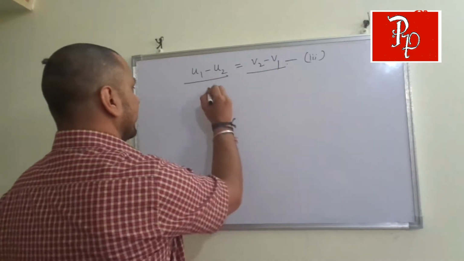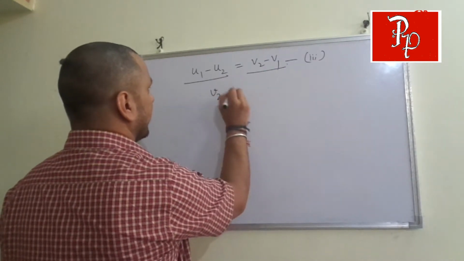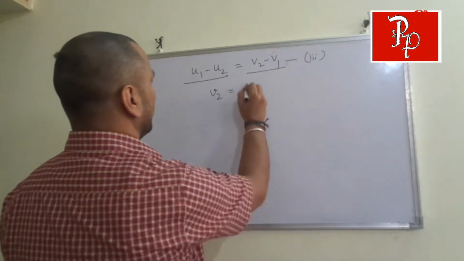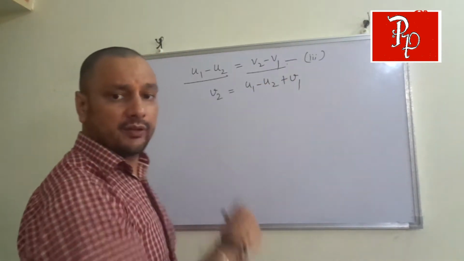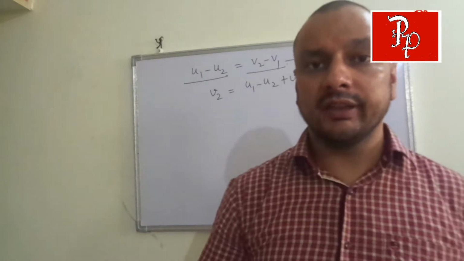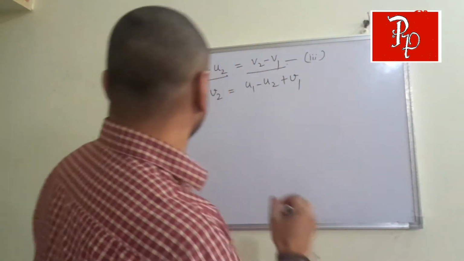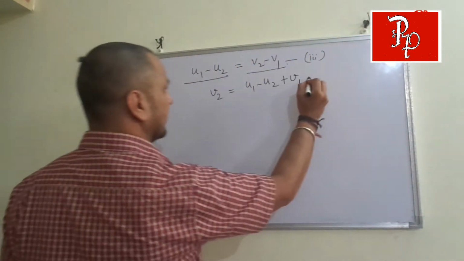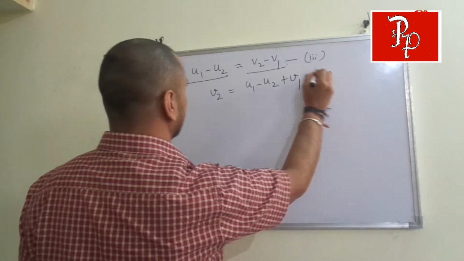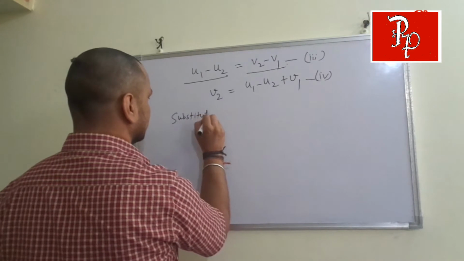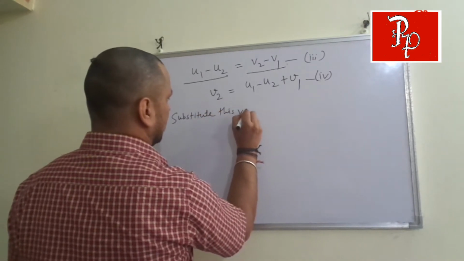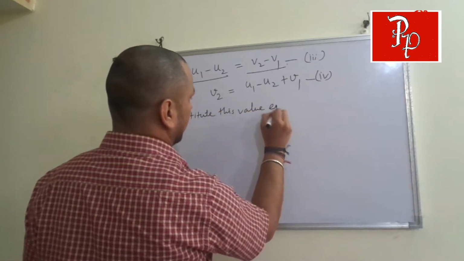For that, let's calculate V2 from here. It will now come to be U1 minus U2 plus V1. So V2 की value आ जाएगी U1 minus U2 plus V1. Substitute this value. Let it be your equation fourth. Substitute this value in equation first.